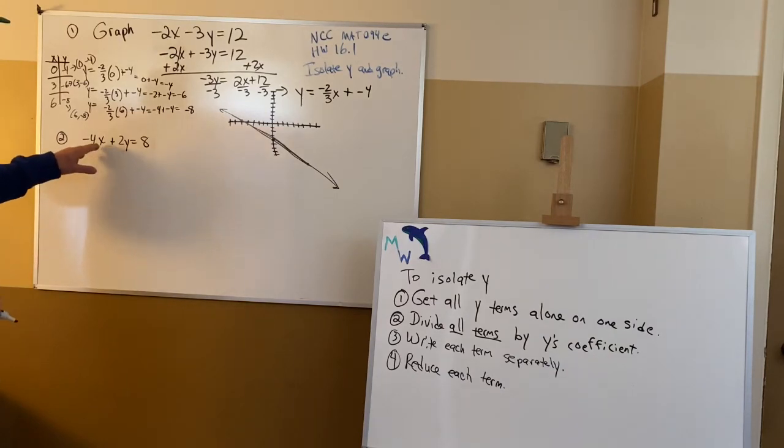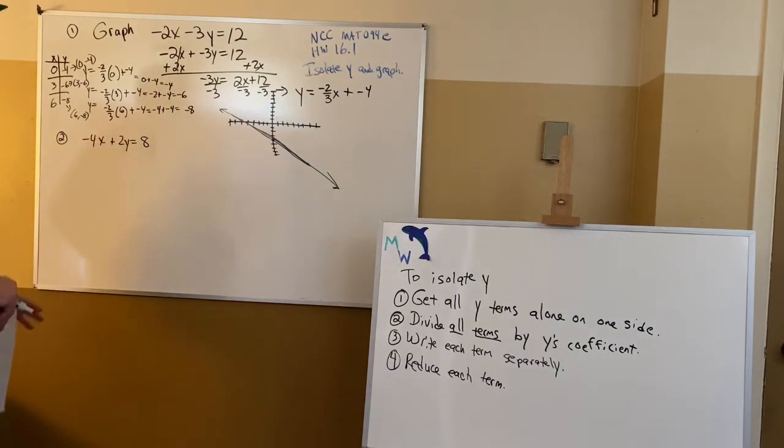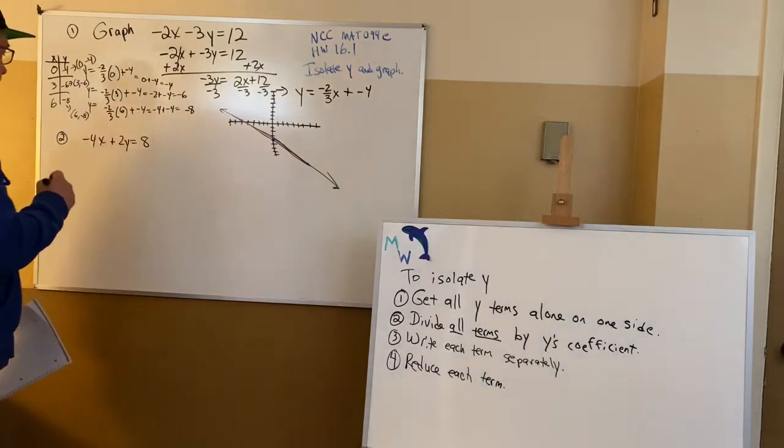This one, you know, if I put in negative 2 for x with 0, or 0 for x with negative 4 for y, I should get it. That's what the intercepts lead me to. Maybe that's what you'll choose to do down the road. But what about isolating y?